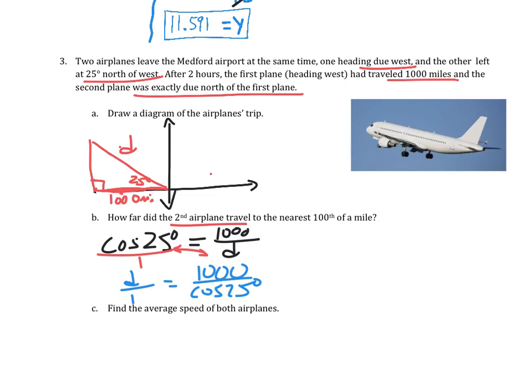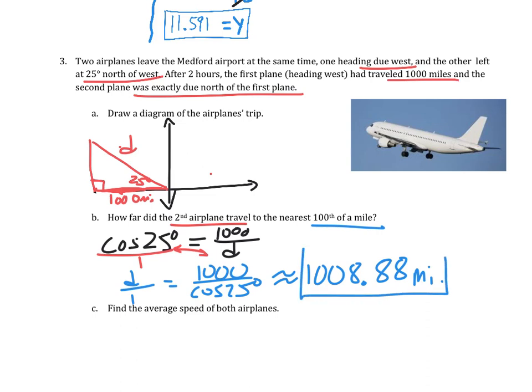We can go to our calculator and find out what that is. And that comes out to be about 1,008.87. What did it say? Nearest hundredth of a mile. That's 2 decimal places. So it's 875, so it's 1,008.88 miles. All right.